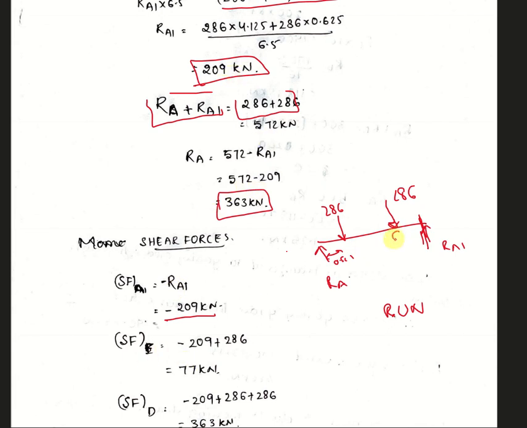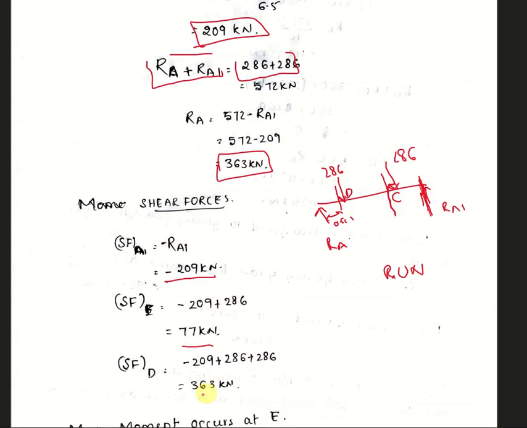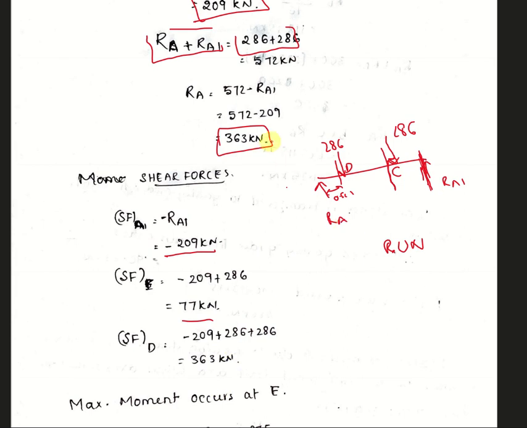Shear force at C, at this point we have to consider the sum of the loads. Now our section shifts here: minus RA1 plus 286, we get minus 77 kilonewton. Now this is point D, the section shifts here. Now minus RA1 plus 286 plus 286, so we get minus 363 kilonewton. Of course that is RA.